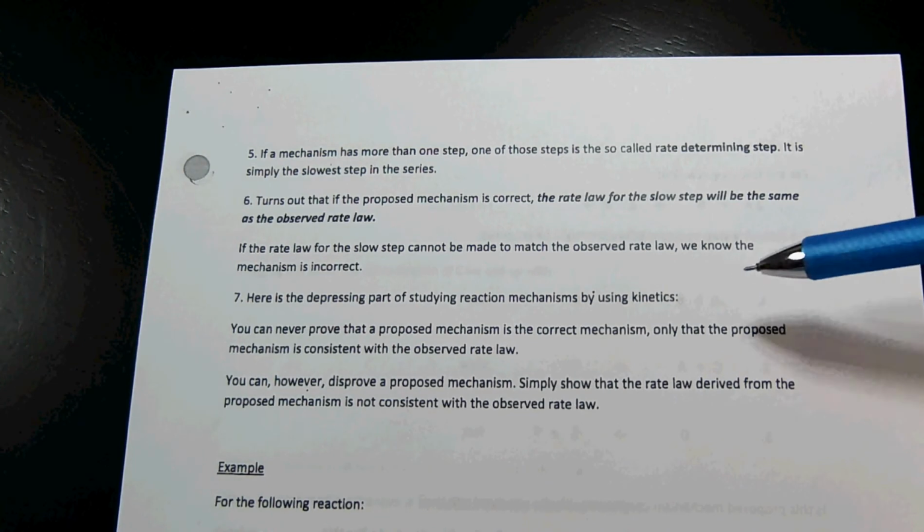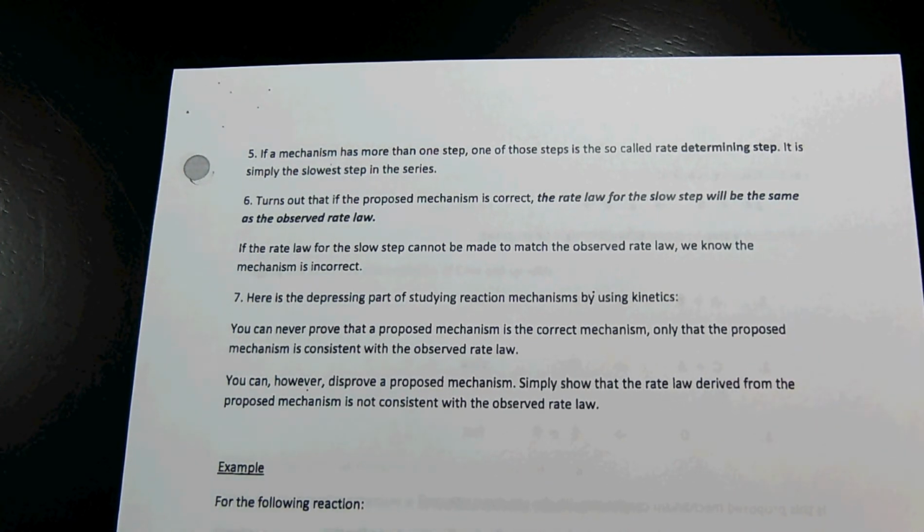The depressing part of studying mechanisms with kinetics, I've known quite a few people who do this for a living. I never understood these people. I think it's depressing as all get out. You can never prove that a mechanism is correct. All you can really do is prove that a mechanism is incorrect. If the rate law from the proposed mechanism does not match the real rate law, that mechanism's garbage. Let's say the two rate laws match. Well, it means maybe your mechanism's right, but maybe it's not. That's checking mechanisms with kinetics.